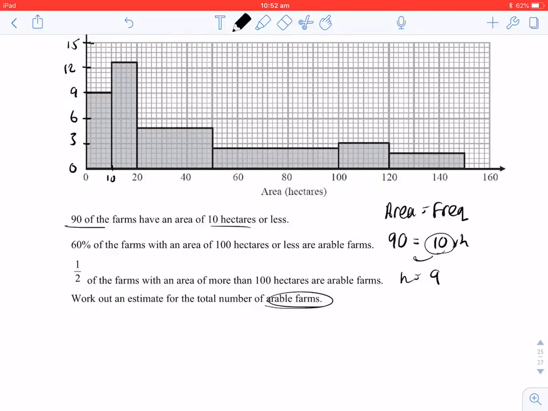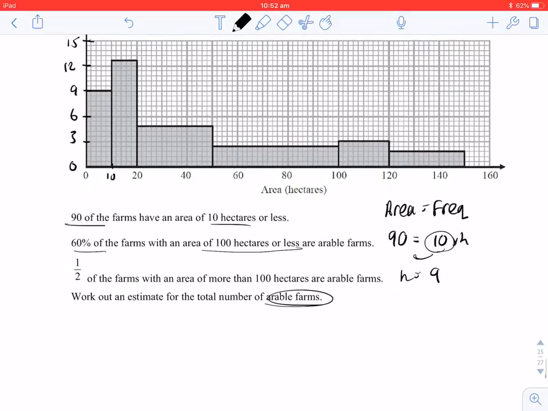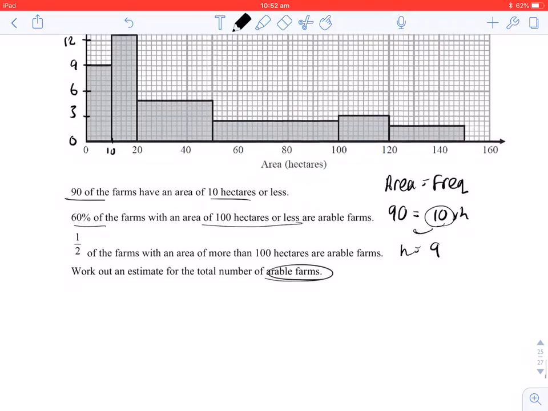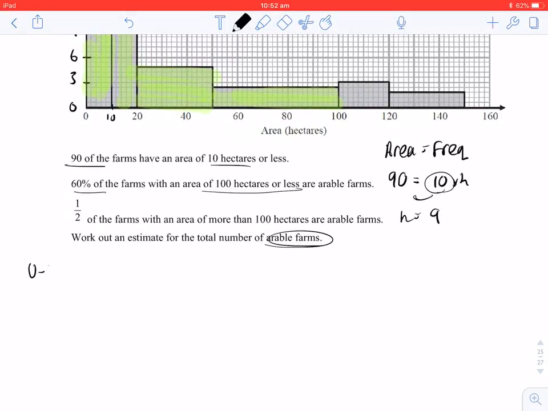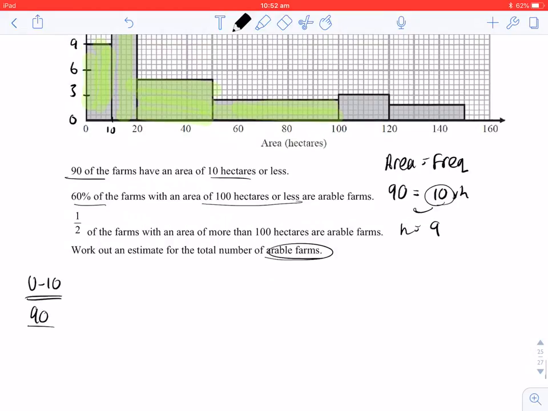So if we're now told that 60% of the farms with an area of 100 hectares or less are arable, and half with 100 hectares or more are arable, we need to find out exactly how many arable farms we've got. So we can look at the ones less than 100 hectares. That's going to be these highlighted areas. So we're going to find the total number of farms there. I'm going to break it up into little bars. So 0 to 10, we already know is 90 because we've been told that in the question.